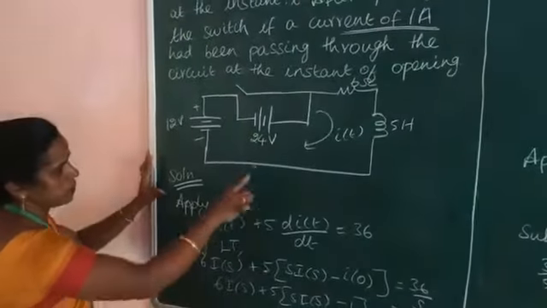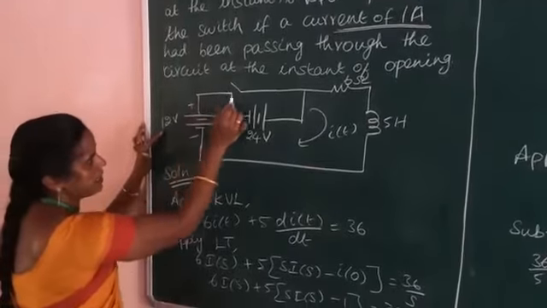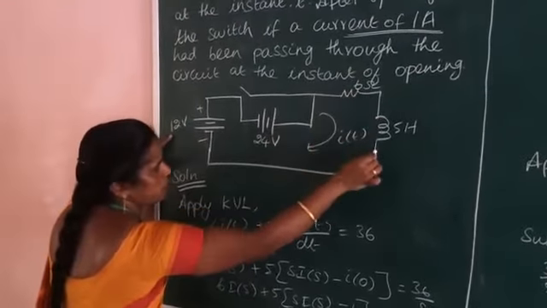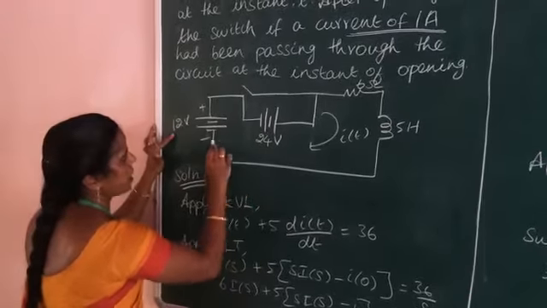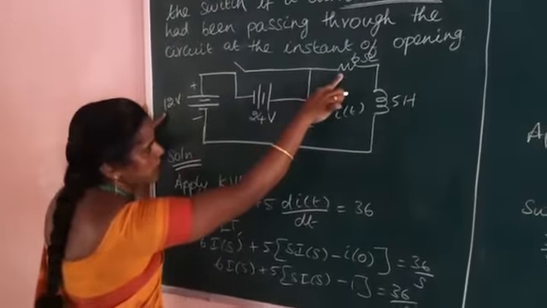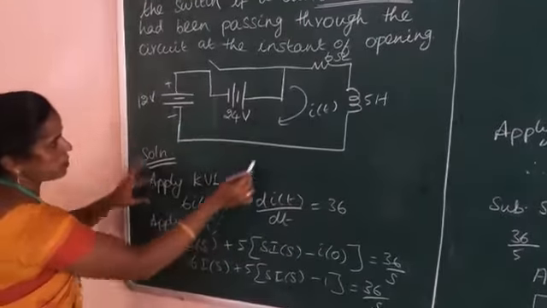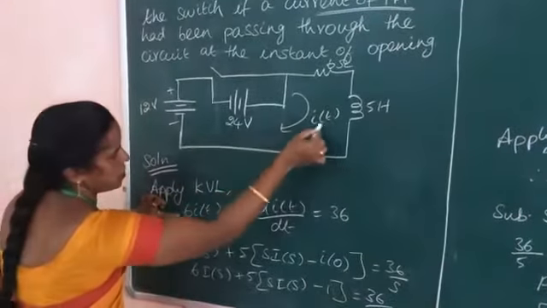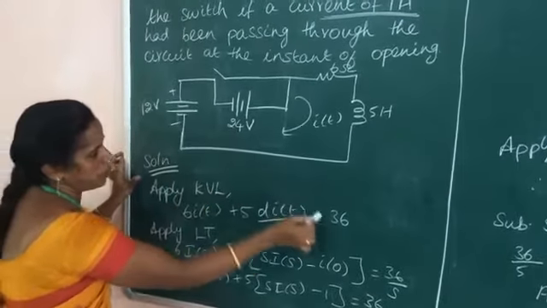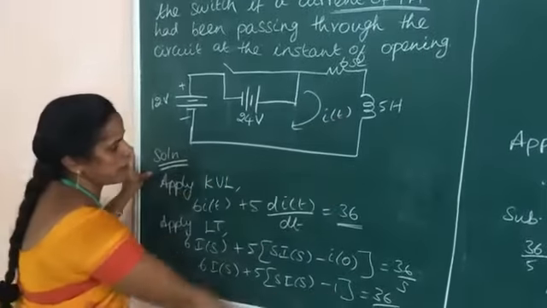So the equivalent circuit of this circuit is you have a 12 volt battery which is connected in series with 24 volt, which is connected in series with 6 ohm and 5 Henry. So this is the equivalent circuit. So we are writing KVL for this circuit. So 6 into I of t plus 5 into dI by dt is equal to this 12 plus 24 gives 36. So this is the supply voltage for this series RL circuit.